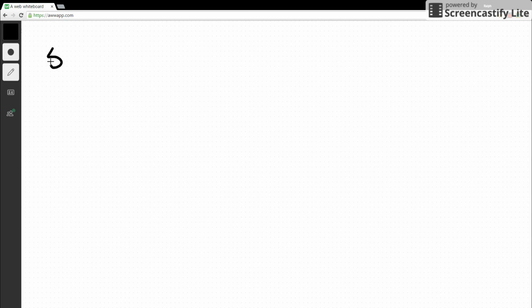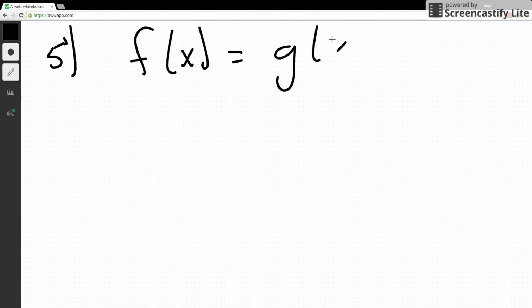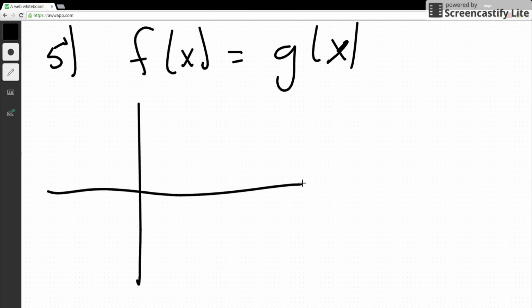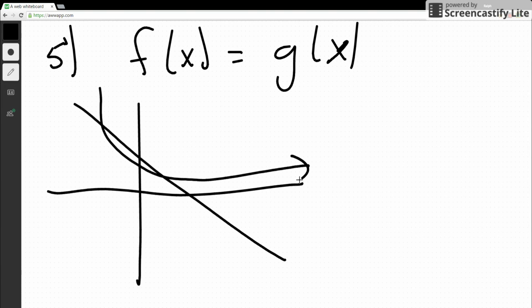The next one, number 5. They want to know where f of x is equal to g of x. This question is a lot easier than it looks. I have a line that goes like this, and an exponential function that goes like this. Really, all they want to know is where they cross. That's where the two functions equal each other. I don't even know which one's f and which one's g, but I just look at the points in which they cross.